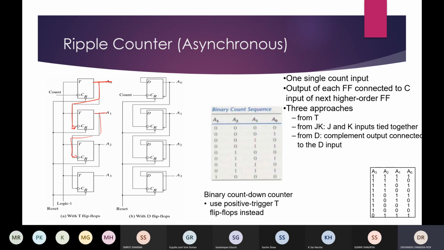We can design a BCD counter using different types of flip-flops. Here it is designed using T flip-flops. Here it is designed using D flip-flops. The main thing is that it is asynchronous. Why? Because here A0 is getting into the clock of the next flip-flop and so on. That is the main difference between a synchronous counter and an asynchronous counter. If you see carefully, it has a single count input, and that input is the clock. Here I will apply the clock signal.